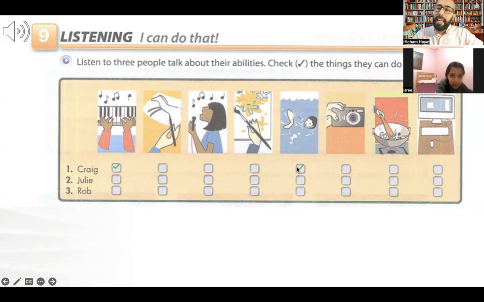Look, we can say he can swim because can plus infinitive. He can swim. He can play the piano. He can sing. We say can plus what? Verb, infinitive. He can sing. Singing or sing?